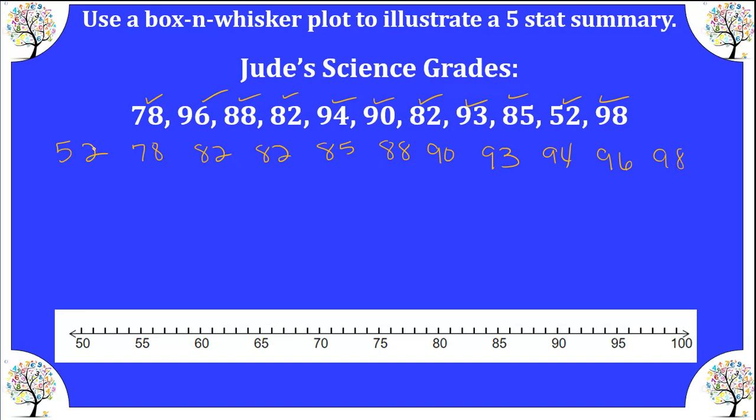So 52 we already identified as an outlier. So we would definitely use the IQR. Our range for his science grades has a spread of 46. So that is a huge range of grades. It's not very consistent. So we're going to find our median, which is 88. So this is Q2.